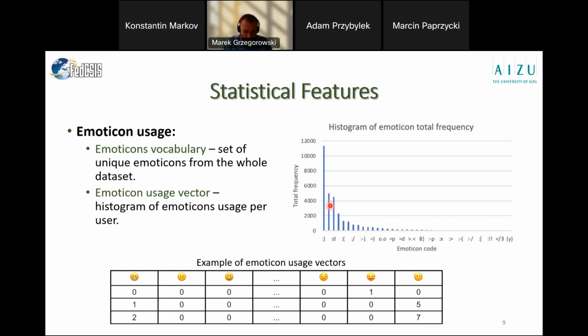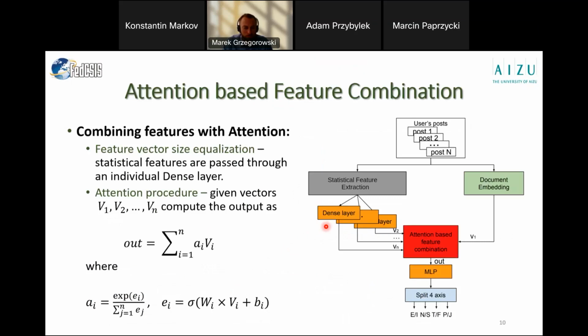And here is a total histogram of usage from the whole corpus. So there are several emoticons that are used most often. Okay, so now we have two types of features. One, features that come from the BERT embedding, so the document vector, and several other statistical features that I just explained. So we need to combine them.